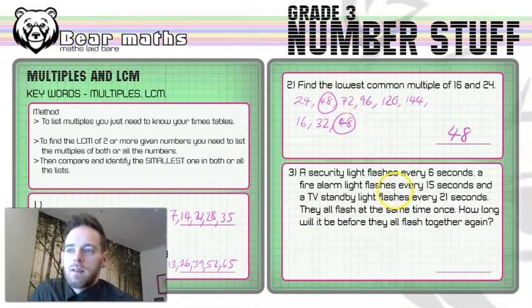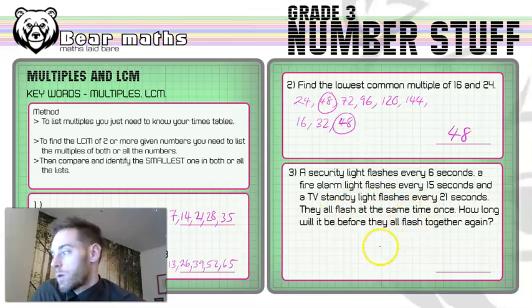Now, in question 3, this is an examiner's dream question. It's not necessarily a dream question at all. It's just one that they like asking. It's a hidden context LCM question. It's just words, lots of words about a security light flashing every 6 seconds, an alarm light flashing every 15, a TV standby light flashing every 21 seconds. If they all flash at the same time once, how long will it be before they all do it together again? It's a very typical LCM worded question.